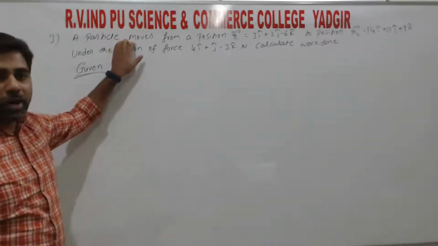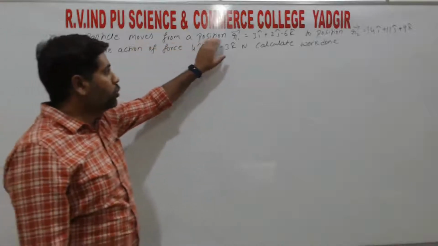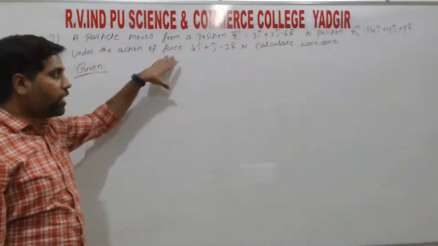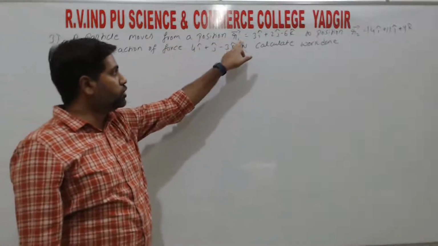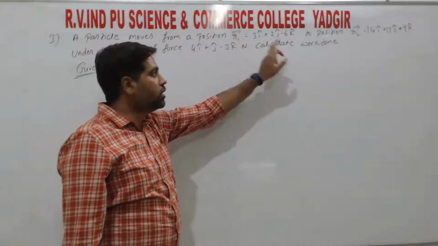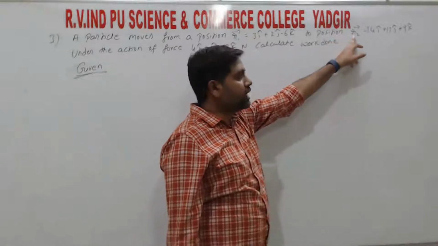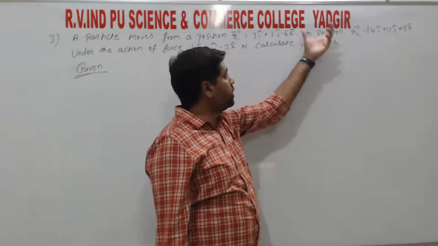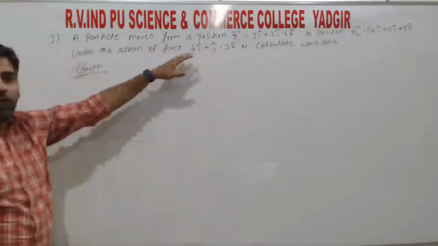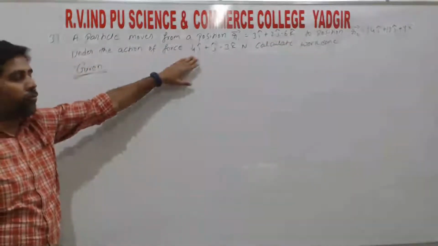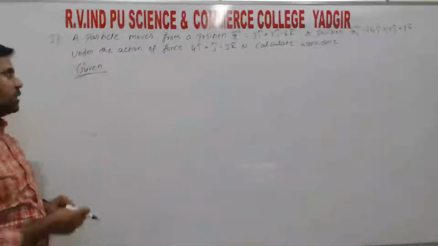So here what they are saying is, a particle moving from one position to another position. When force is acting on that particle, they have given the initial position of the particle, and after applying the force it changes its position to r2. They mention these in vector form, and the force is also given in vector form. So we need to find the work done, right?